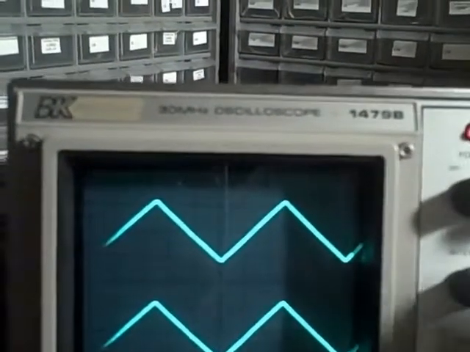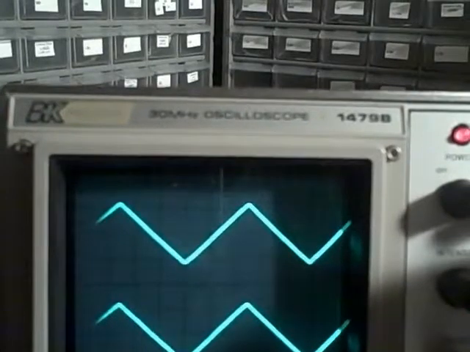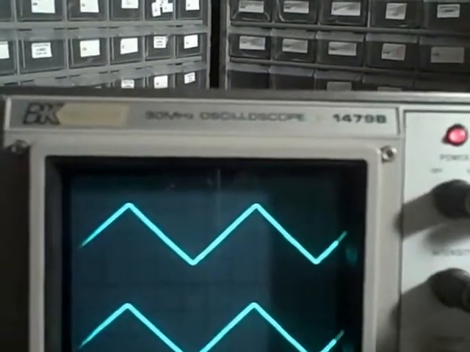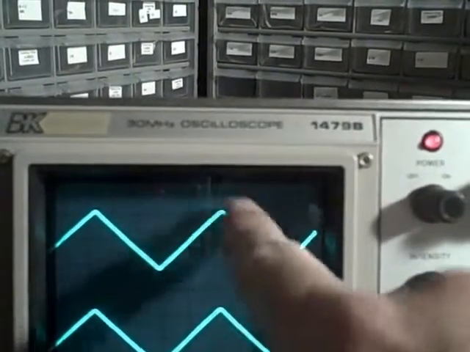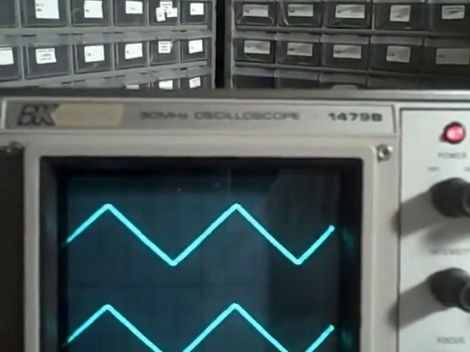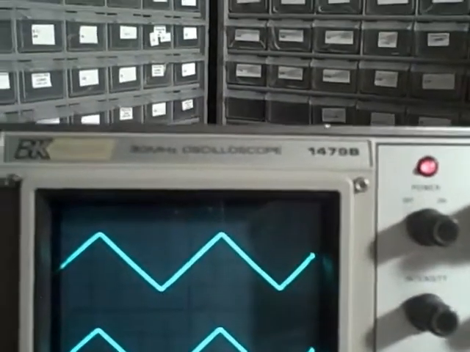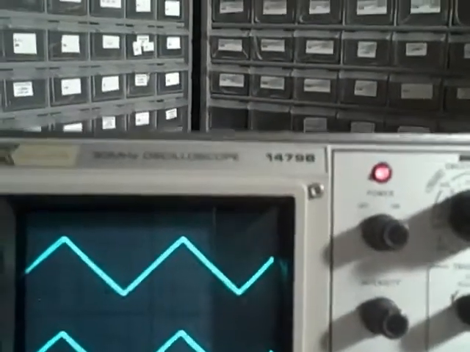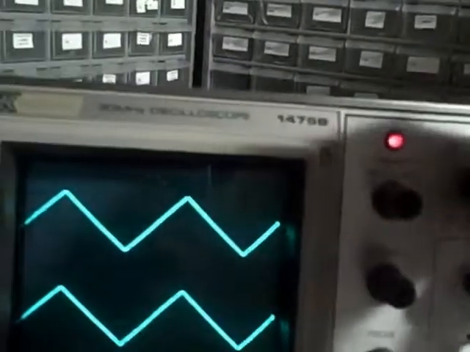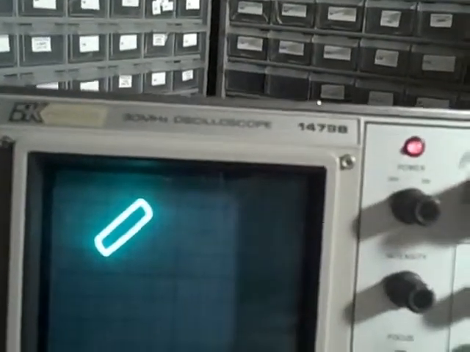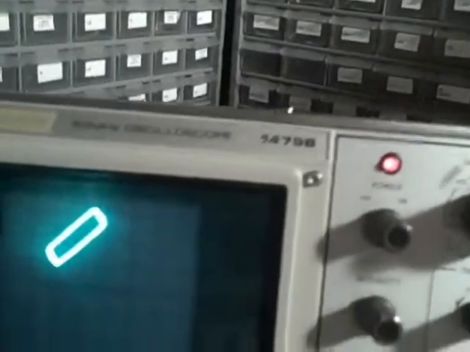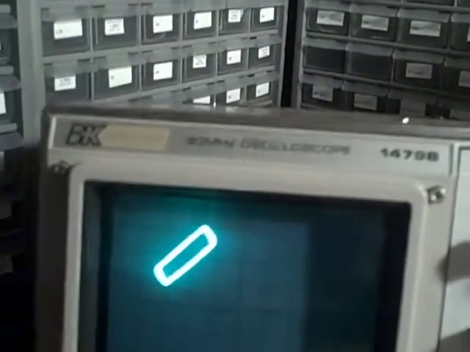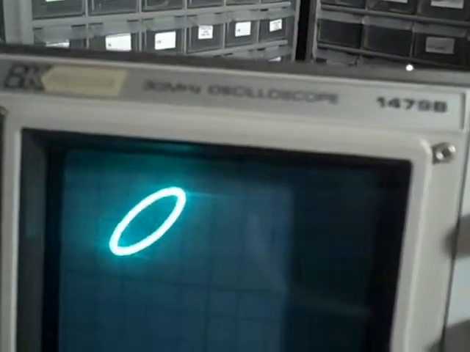If I go to 0.2, adjust my positioning a little bit here. There we go. 1, 2 divisions, 2 cycles. So we are doing well at 1 megacycle, and if I go one more step, we now wind up in the Lissajous position, which with triangle waves, you kind of get a square here. If I go to a sine wave, you get the familiar oval.